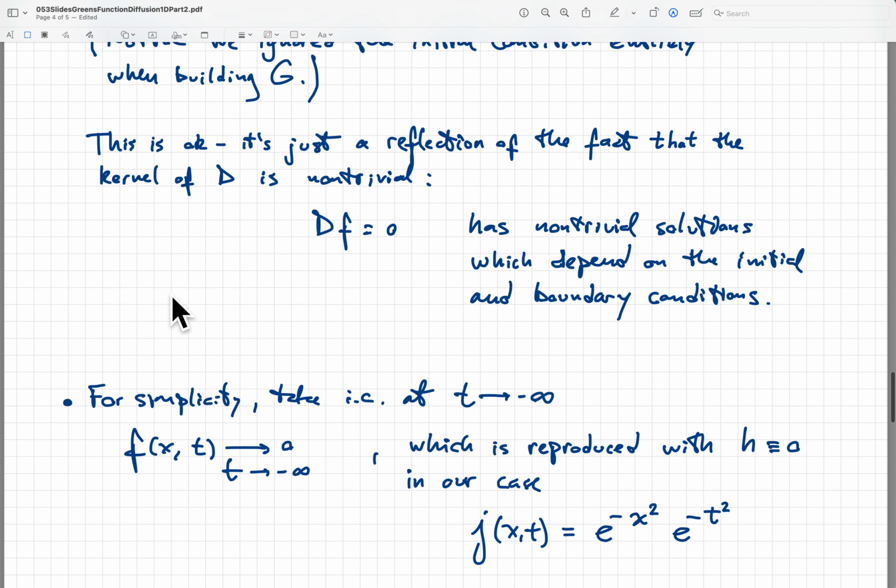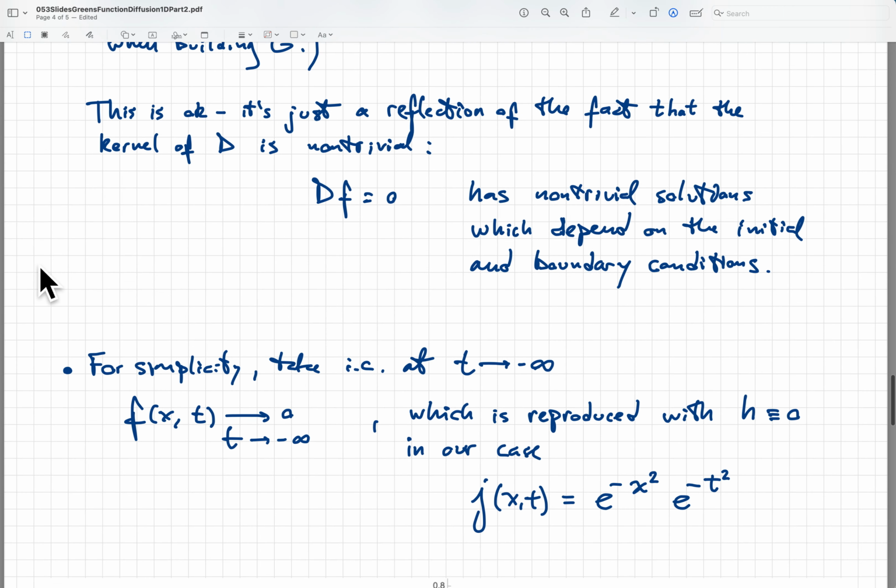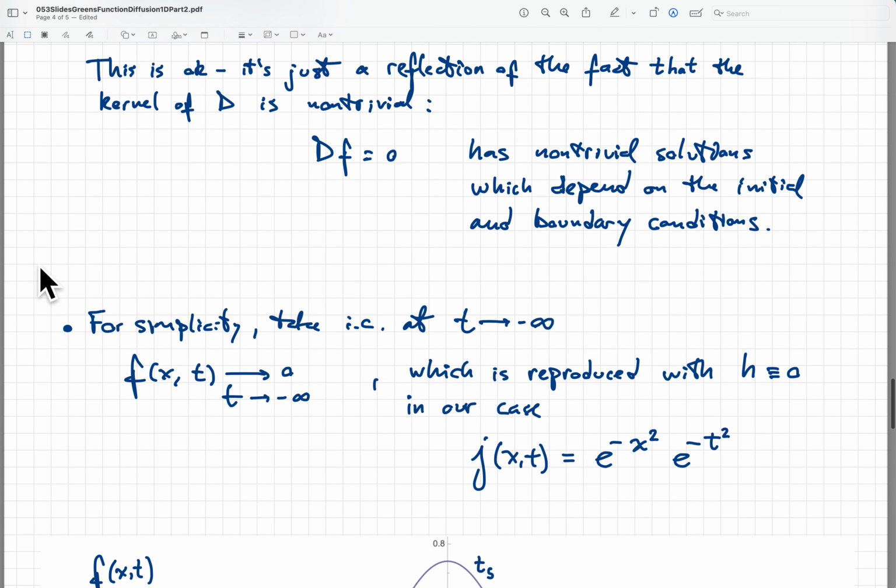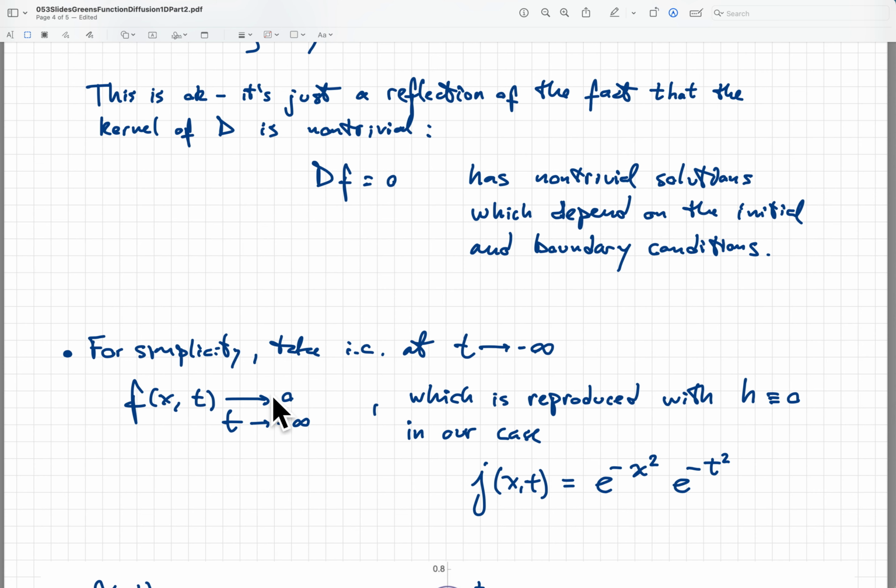Now let's move on then to a more specific example. I want to show you some plots of what the solution does. And so for simplicity, suppose our initial conditions are not at t equals 0, but let's take them to be at minus infinity. And suppose that our initial conditions are just that f of x comma t goes to 0 when t goes to minus infinity. And so basically what we have here requires no h. So if you want, h is just 0. So this extra term that we need to add in the most general case doesn't need to be added here.